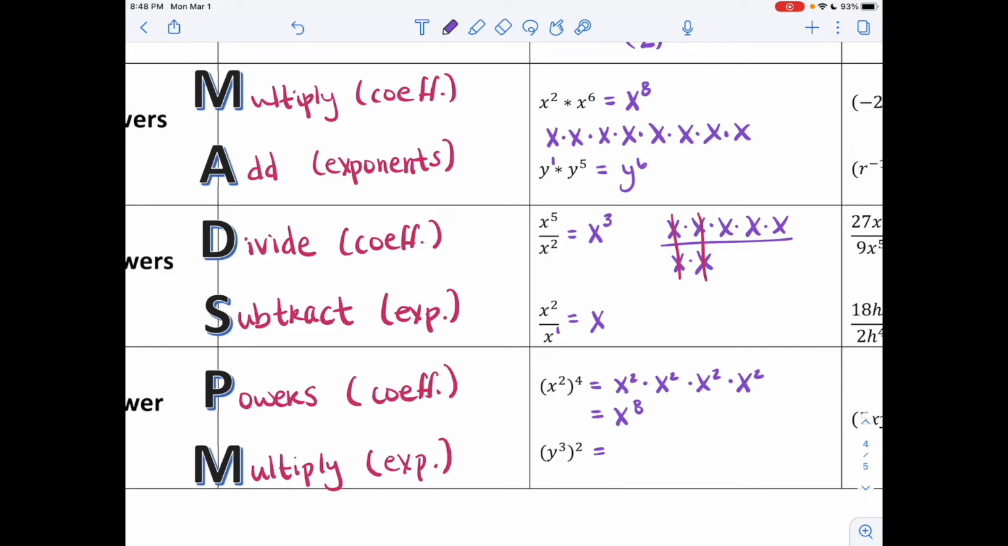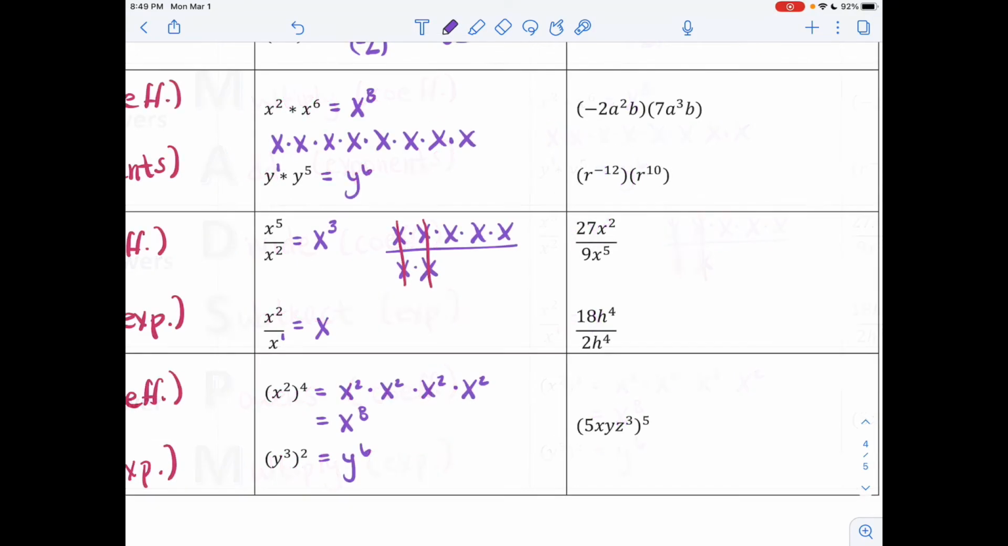Similarly, if I have y to the 3rd and I raise that to the 2nd power, 3 times 2 is 6, so I get y to the 6th. Now let's look at our more challenging examples.